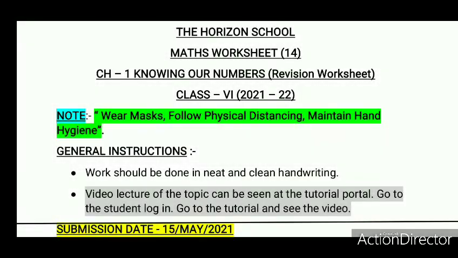Hello students, this is maths worksheet 14, and this is a revision worksheet of chapter number 1 and chapter number 2.